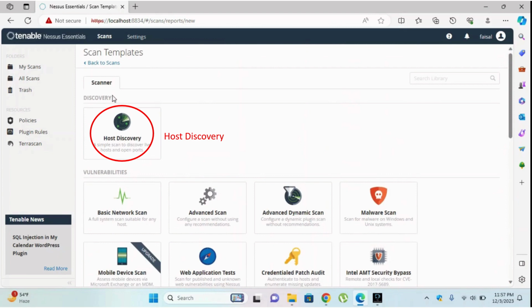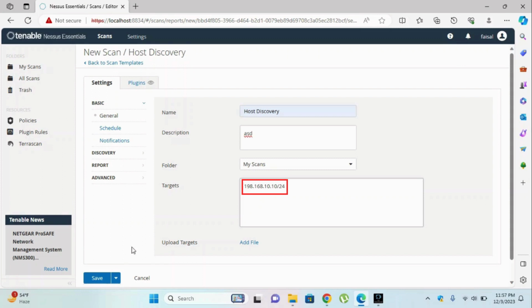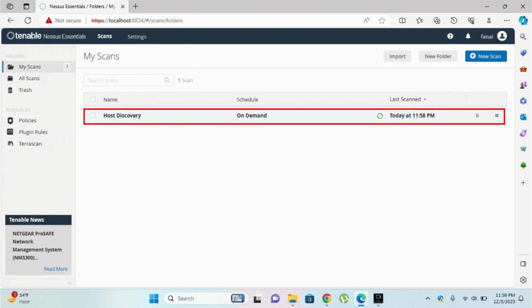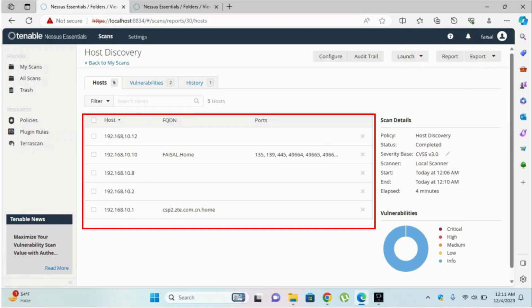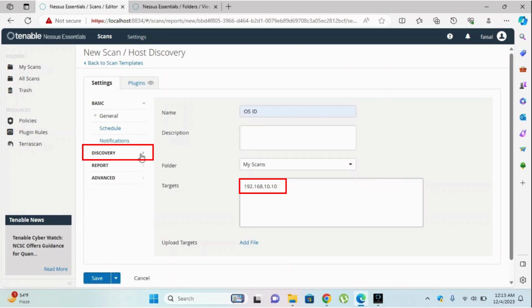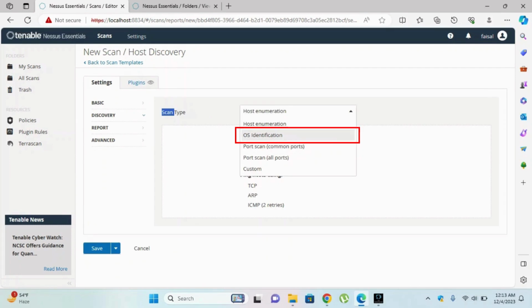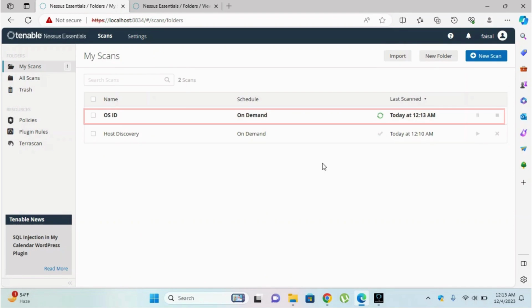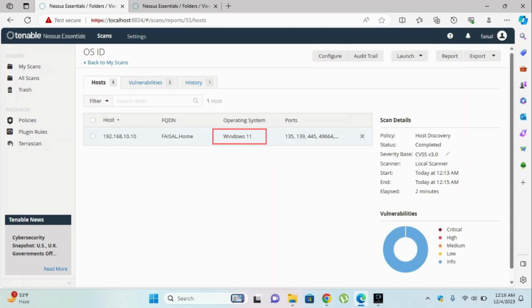First of all, host discovery is performed that scans all available and live hosts on the network. For this purpose, a specific IP range is required. After completion of the scan, a list of all available hosts is shown. Now, Nessus can also be used to identify the operating system of detected hosts. For this, give the IP of the host, click on Discovery, and select scan type as Operating System Identification. After completion of the scan, the specific host operating system is identified.